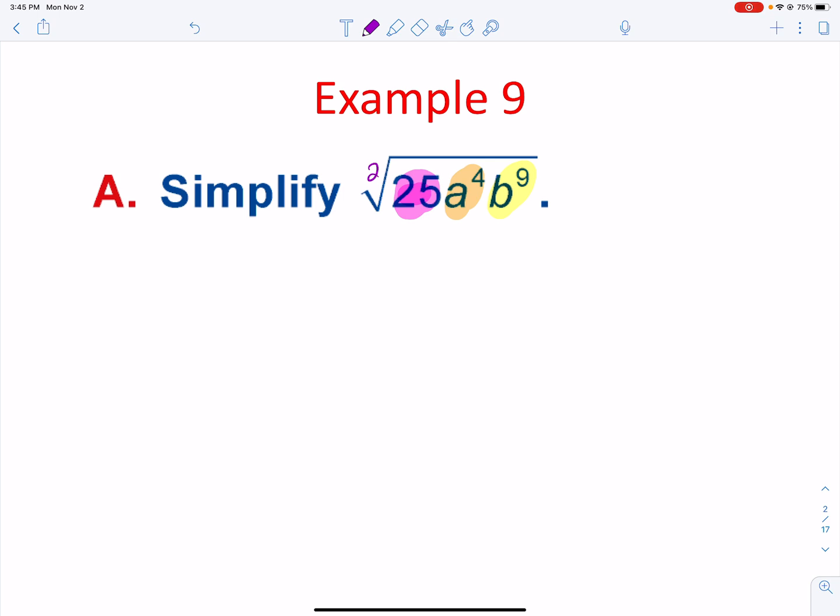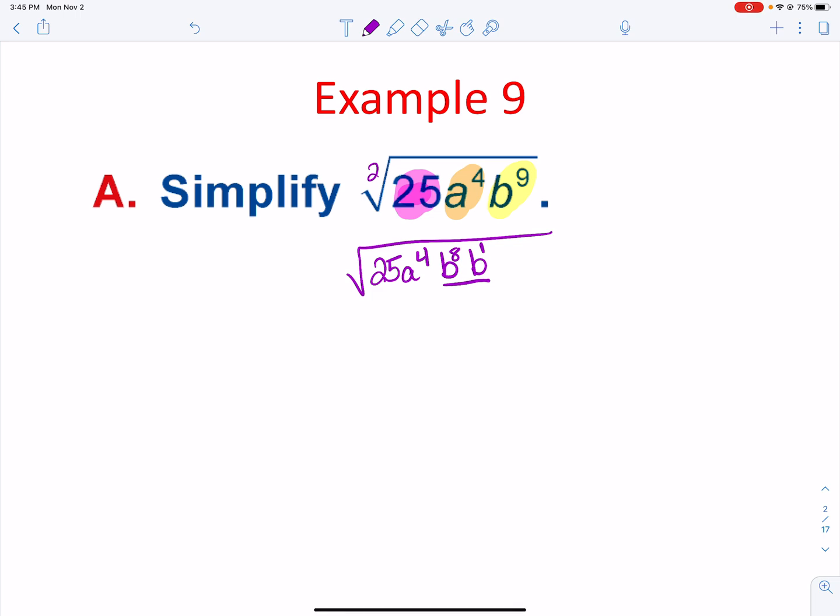So what you have to do is rewrite this, and I don't care what order you do this in. I'm just going to leave the 25. The a to the 4th is fine. But what's the biggest thing I could split this up into? Couldn't I say b to the 8th? Because 2 does go into that. And you don't really have to put b to the 1, but that's what it would be. So that still makes b to the 9th.